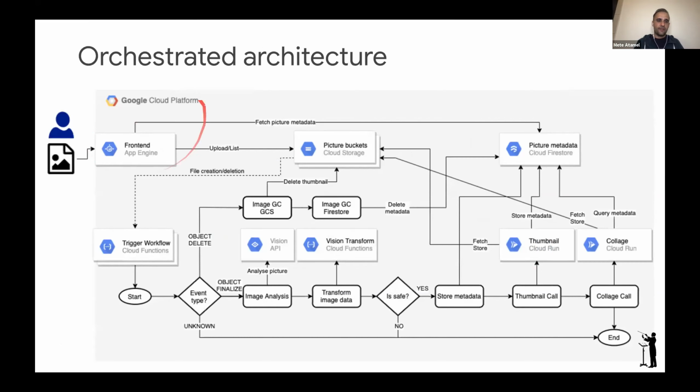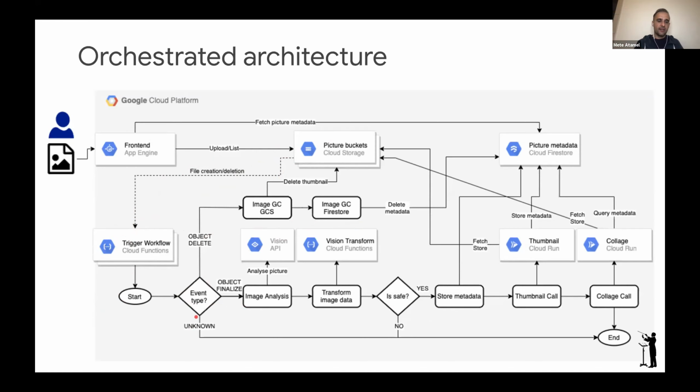So we still have the front end that receives the images, and then it goes to the bucket, just like before. And then this triggers an event from the bucket to a cloud function. So it's still event-driven in that sense. Just one event when the picture is saved or deleted. And then this cloud function, instead of emitting more events or doing other things, it basically triggers a workflow. So this flow chart is actually a workflow definition, right?